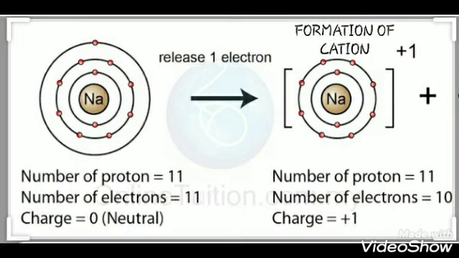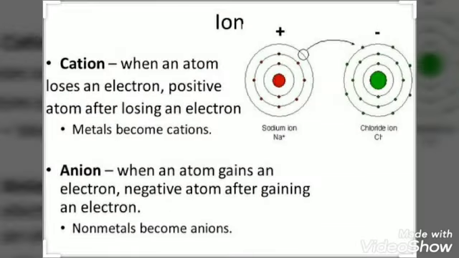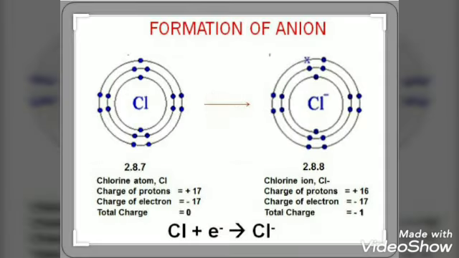Now, remember that the ions of all the metal elements are cations. Only the hydrogen ion, which is H+, and the ammonium ion, which is NH4+, are the cations formed of nonmetals. Moving further, an anion is a negatively charged ion. It is formed by the gain of one or more electrons by an atom. For example, a chlorine atom gains one electron to form the chloride ion, which is Cl-.